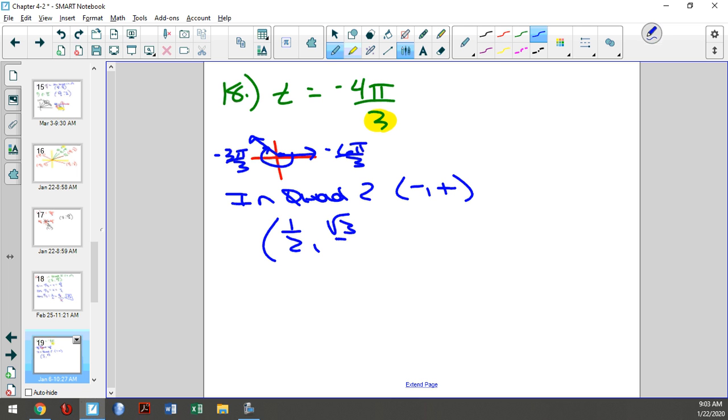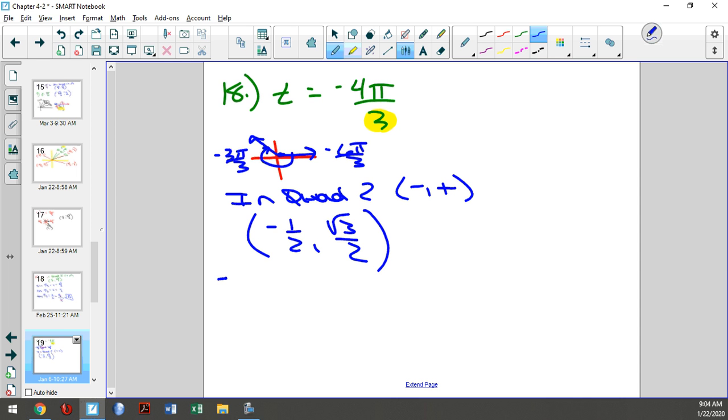1/2, square root of 3 over 2. However, I'm in quadrant 2. So since I'm in quadrant 2, the 1/2 is negative. You can't see that that 1/2 is negative very well, but that is the ordered pair. Now I need to find the sine, cosine, and tangent.